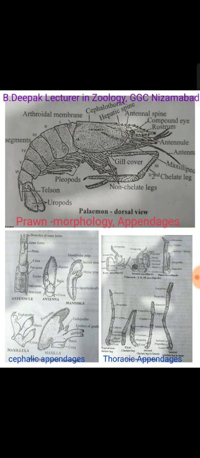Okay, in female prawn, a pair of female genital pores are present on the inner side of the coxa of the third walking leg. So here in female prawns, a pair of female genital pores are present.